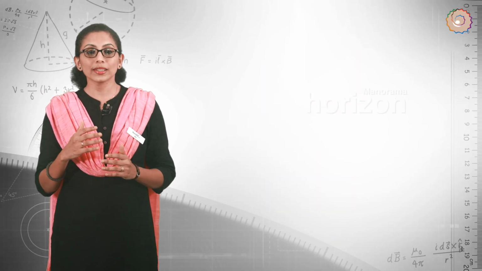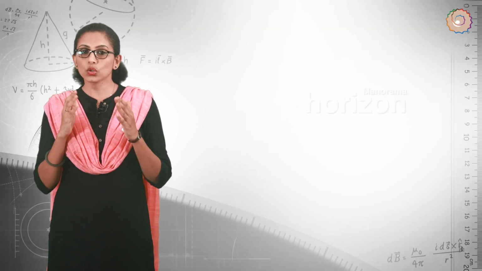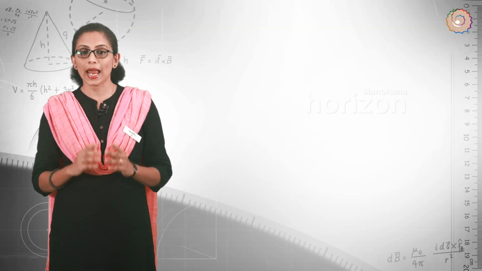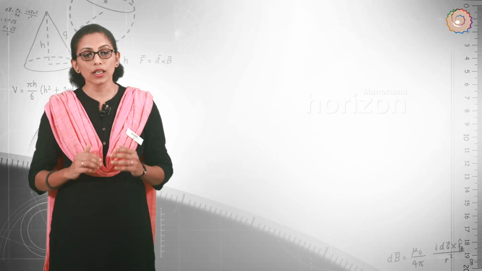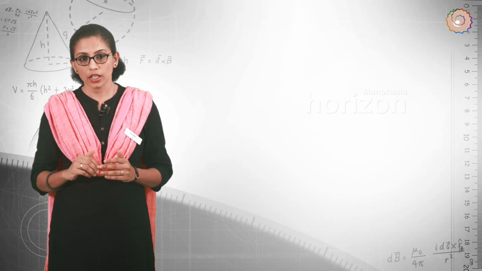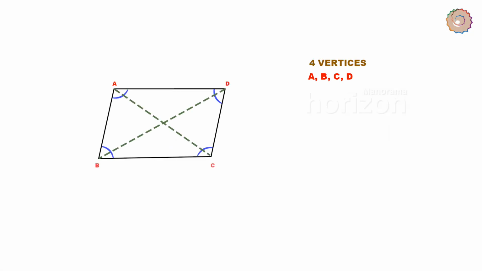Next, we will see what are the elements of a quadrilateral. A quadrilateral has mainly 4 elements: 4 vertices, 4 sides, 4 angles and 2 diagonals. For example, in quadrilateral ABCD, points A, B, C and D are the 4 vertices, AB, BC, CD, DA are the 4 sides. Now, angle A, angle B, angle C, angle D make the 4 angles of the quadrilateral ABCD.